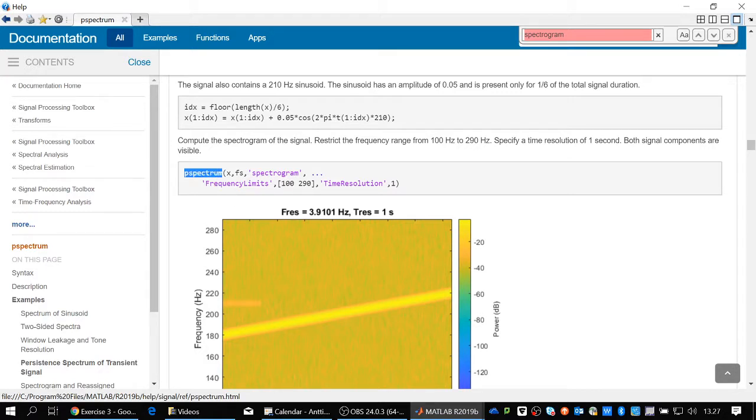New function for me. When I started using MATLAB, it was called spectrogram. Next step, suddenly the same function was called something else. Now it's P spectrum. But anyways, that's nice. I will just use that one with frequency limits. Maybe I just use it up to here.